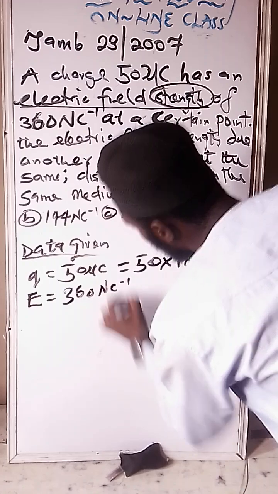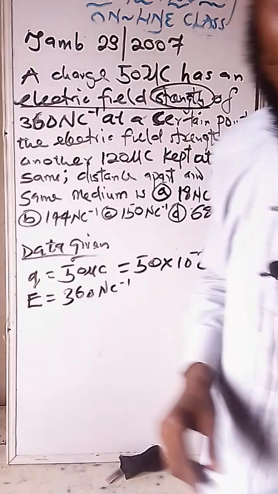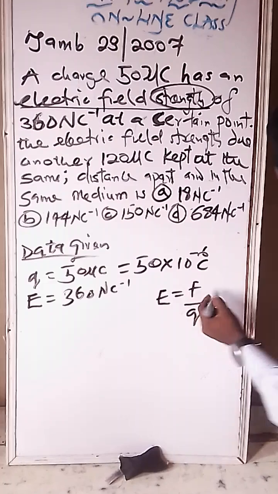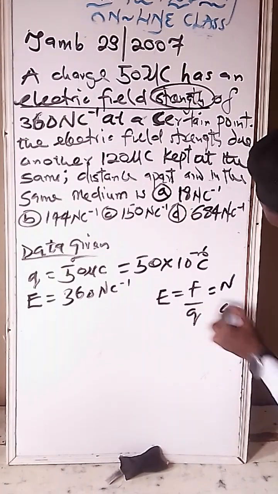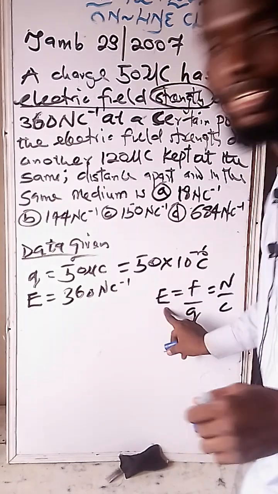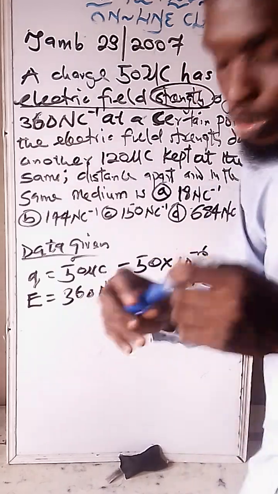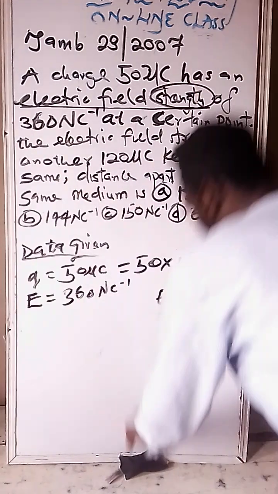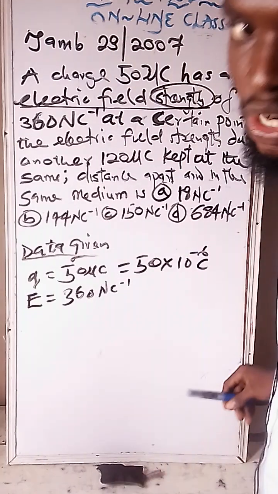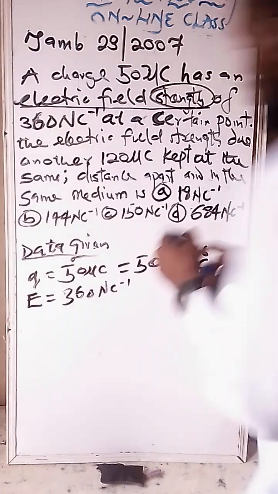So this will now be 360 Newton per coulomb. Another way of detecting what you are given is to check the SI unit. E equals F over Q, equals Newton over coulombs, Newton per coulomb. That is how they get this. And know that anything in Newton per coulomb is for E. So even if they didn't mention this name, the Newton per coulomb that you are seeing will quickly notify you that it is E that you are given. 360 Newton per coulomb. That is E. Let's continue.